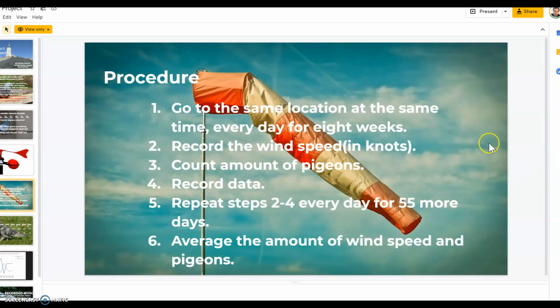Okay, so the procedure will be: go to the same location at the same time every day for 8 weeks, record the wind speed in knots, count the amount of pigeons, record data, repeat steps 2 to 4 every day for 55 more days. Average the amount of wind speed and pigeons.